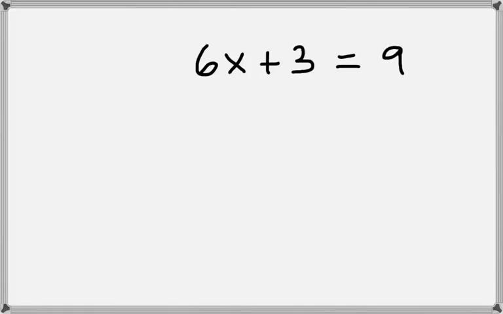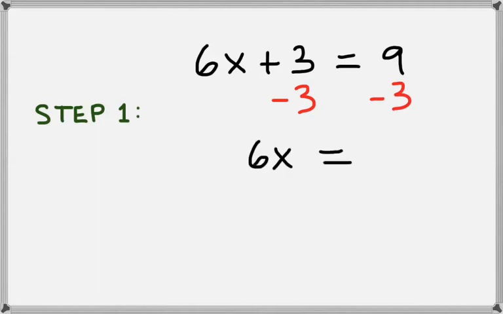Let's start with the equation 6x plus 3 equals 9. We want to solve for x, and to do this, we'll follow two steps. The first step is going to be to get the x term by itself. To do that, we'll subtract 3 from the left-hand side, and we'll also subtract 3 from the right-hand side.